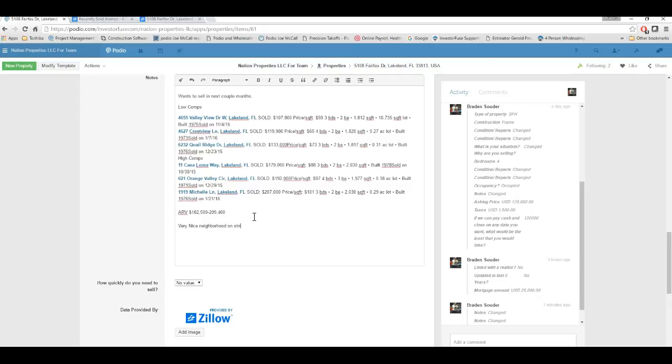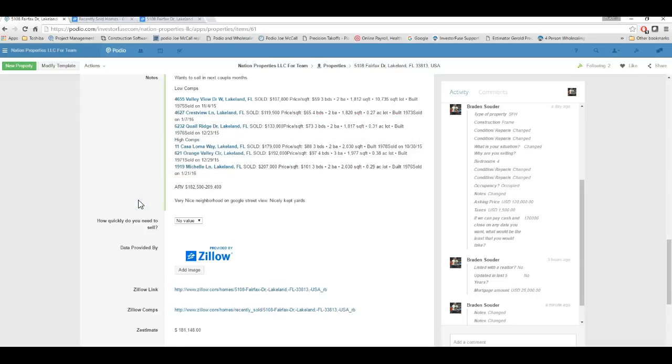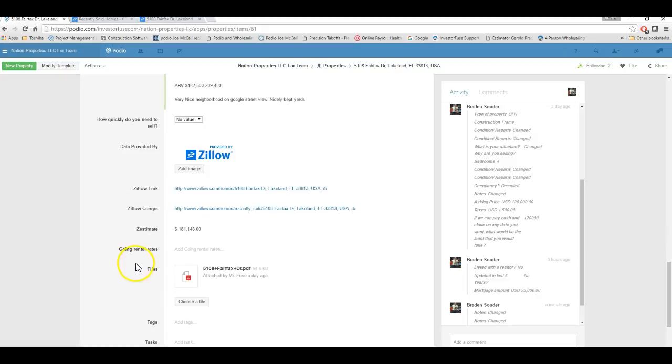On Street View, so that way I know that it's not just somebody saying it. If I look at this lead another time, on Google Street View, nicely kept yards. So I think this house would sell pretty easy, if, of course, it's at the right price. So that is how you pull comps.